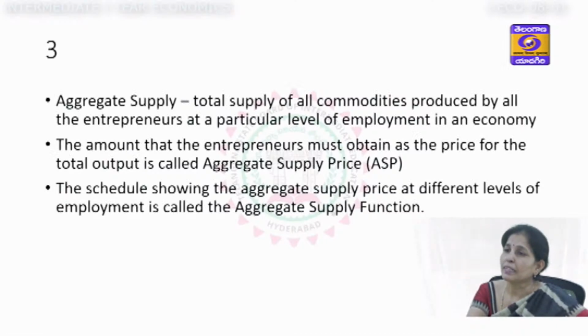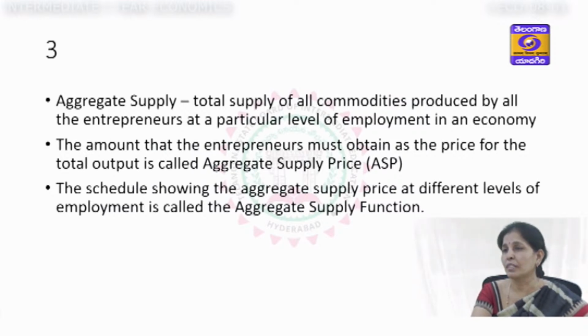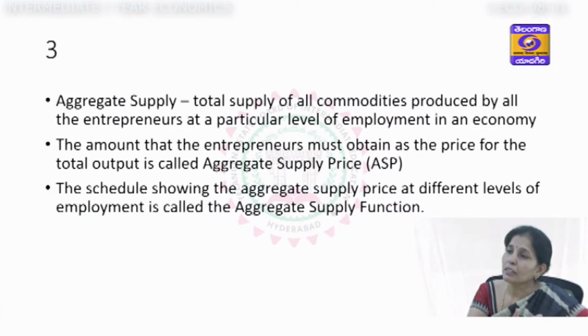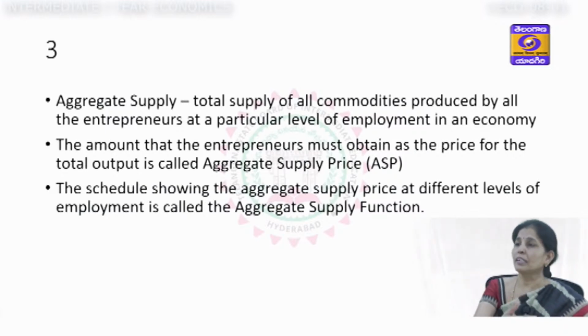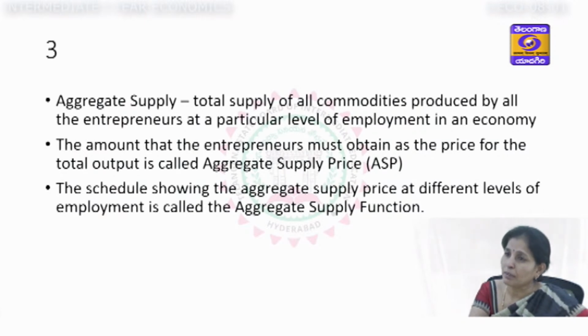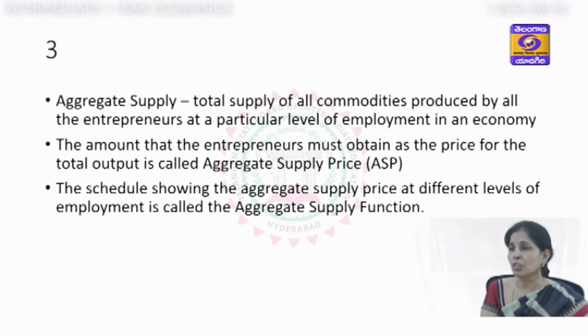Next is aggregate supply, which considers the total supply of all commodities produced by all entrepreneurs at a particular level of employment. Here we consider that the entrepreneurs will be supplying different volumes of goods at various levels of employment. That is considered as aggregate supply. Aggregate supply price: once they are supplying the commodities, they receive some amount, which is considered as aggregate supply price.